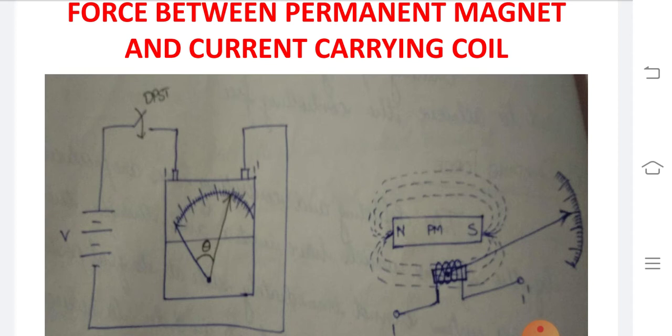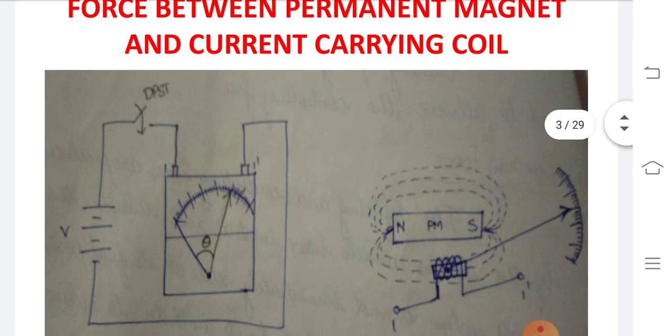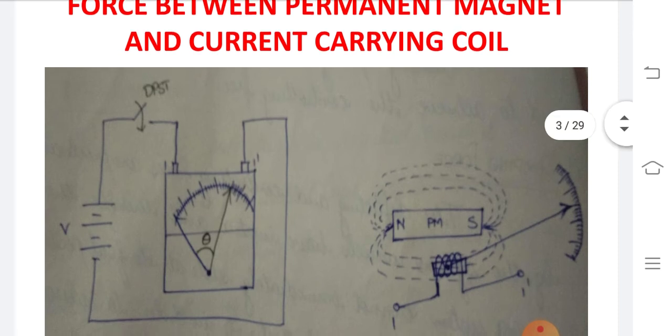Since the magnetic field established by the permanent magnet is stronger when compared to the magnetic field established by the electromagnet, this electromagnet is attracted towards the permanent magnet and hence the pointer gets deflected. In this way it is possible to achieve a deflecting force. So this deflecting force is achieved between a permanent magnet and a current carrying coil.